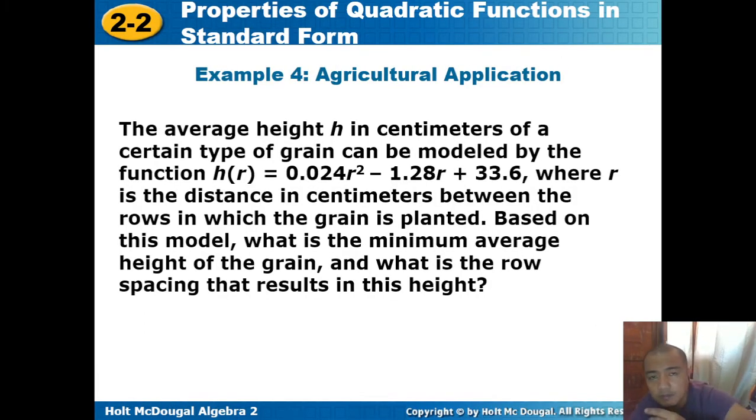Now there is an agricultural application of what we are trying to learn here about the maximum and minimum. Example 4. The average height h in centimeters of a certain type of grain can be modeled by the function h of r equals 0.024 r squared minus 1.28 r plus 33.6, where r is the distance in centimeters between the rows in which the grain is planted. Based on this model, what is the minimum average height of the grain, and what is the row spacing that results in this height?